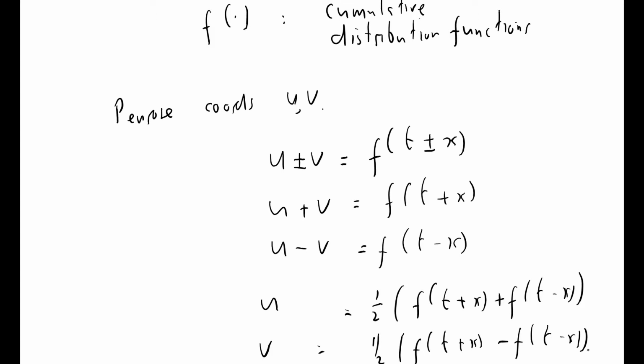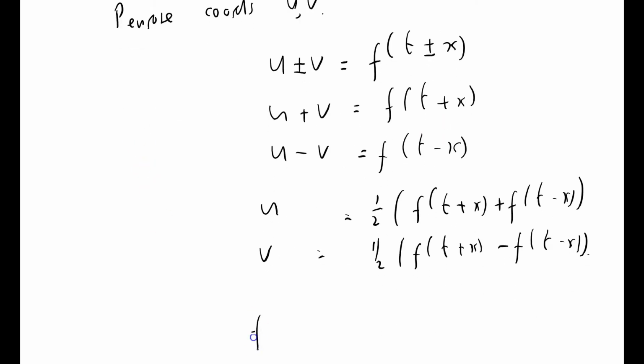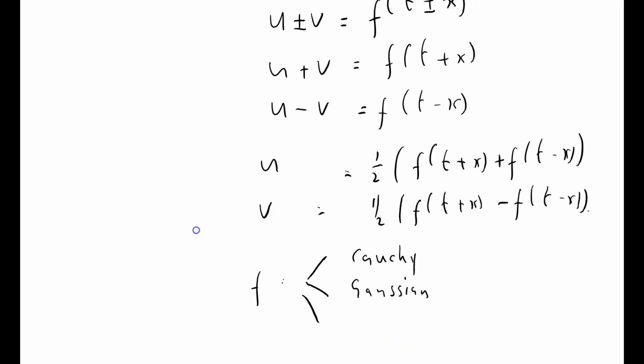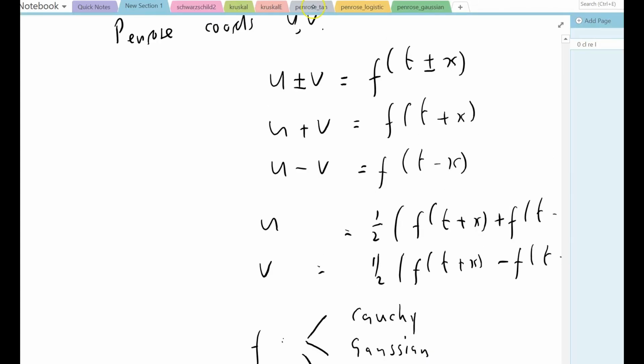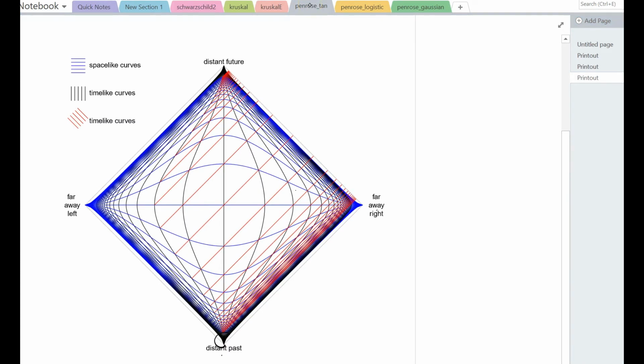Okay, so what do these things look like if we take this transformation where t and x are our regular time and space coordinates? Well, I've got a whole bunch of examples here. The functions I can choose correspond to either the Cauchy distribution or a Gaussian distribution, and they look slightly different, or the logistic. Normally you restrict yourself to symmetric probability density functions. So what do they look like? Well, let's have a look at the Cauchy distribution first.